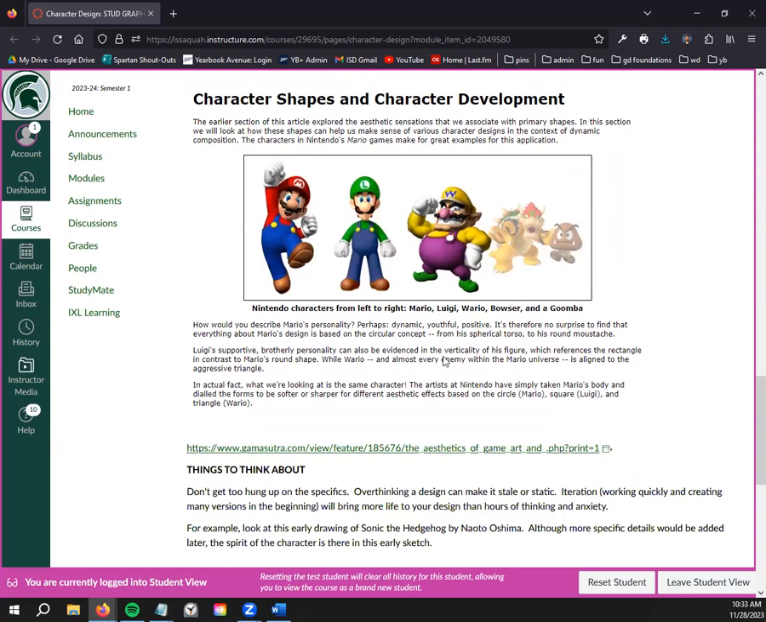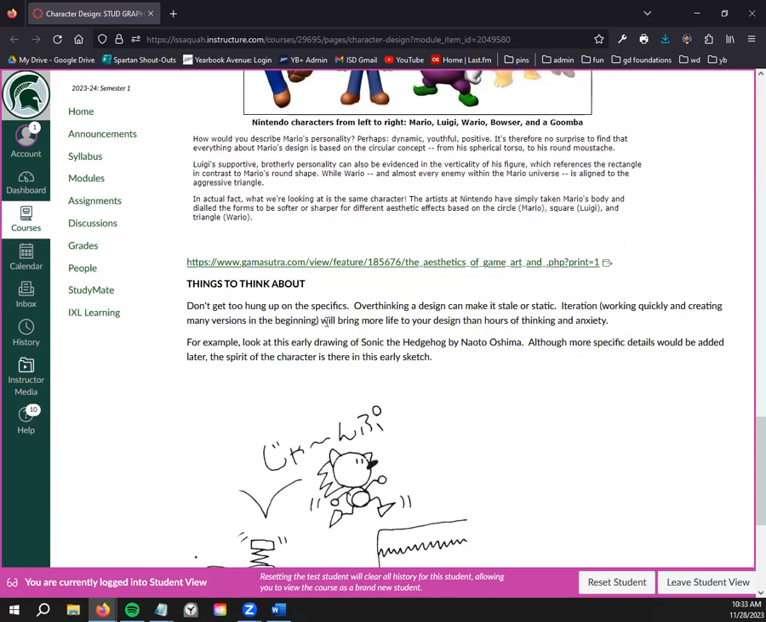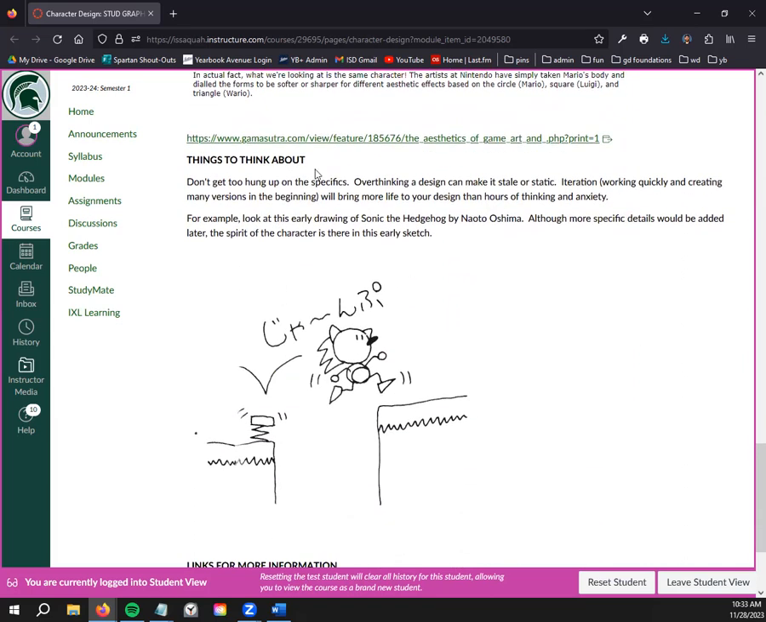Okay. Everything is based off the circular concept. There are some more detailed breakdowns here if you want to read that later on. Ultimately, we'll wrap this up real quick. Don't get too hung up on the specifics. If you overthink your design, then you get that analysis paralysis. You get the fear of doing something wrong, the worry that it's not going to look right, and then you make no progress. So don't get hung up on the specifics. This is about getting an idea out and experimenting with it.